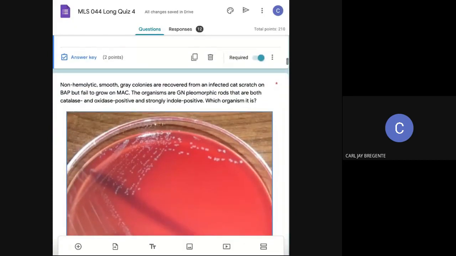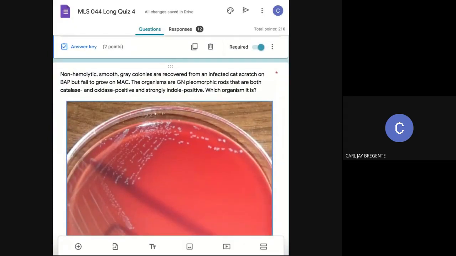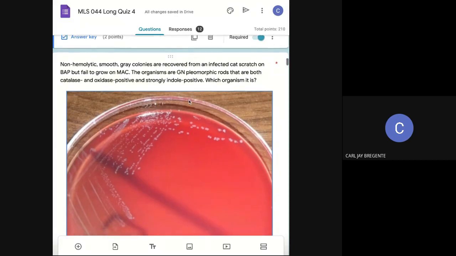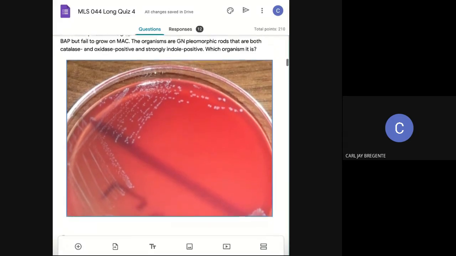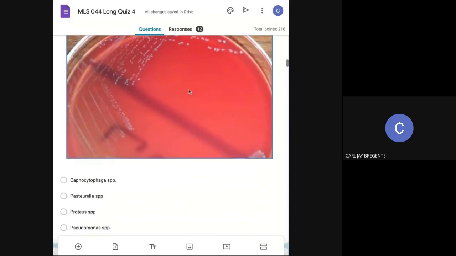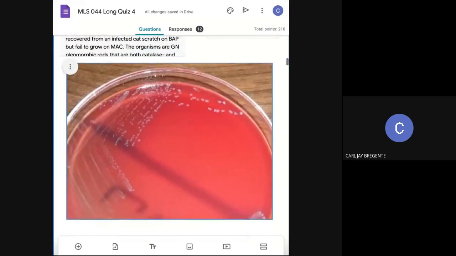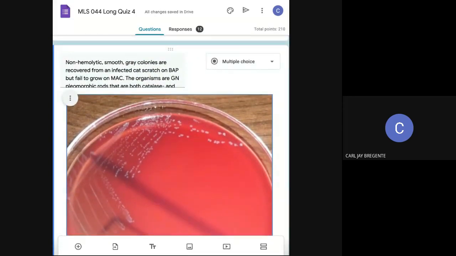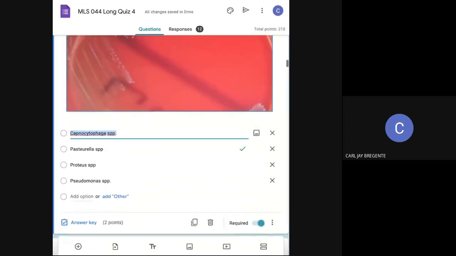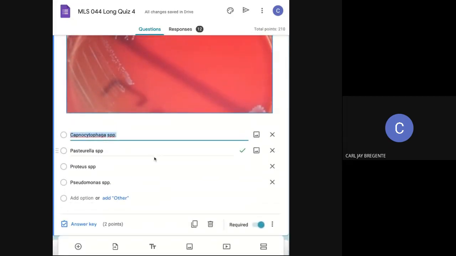Non-hemolytic smooth gray colonies are recovered from infective cat scratch. So you have there a clue, cat scratch infection, but it does not grow on MacConkey agar. They are oxidase positive and strongly indole positive. So for cat scratch disease, class, it is Pasteurella species, particularly Pasteurella multocida. Remember, for dog bite, it's Capnocytophaga. For cat scratch, it's Pasteurella species.